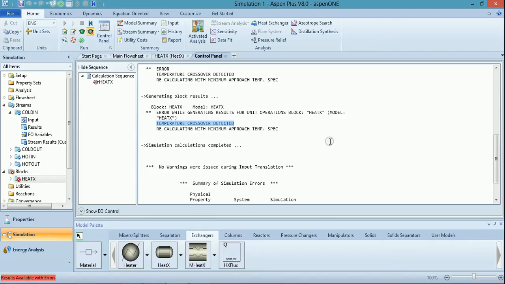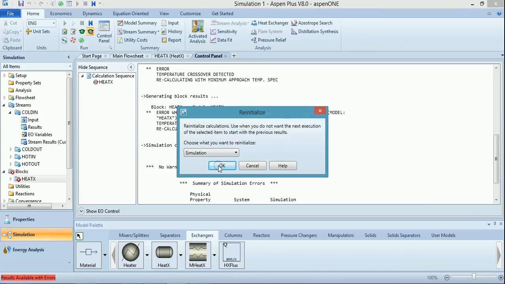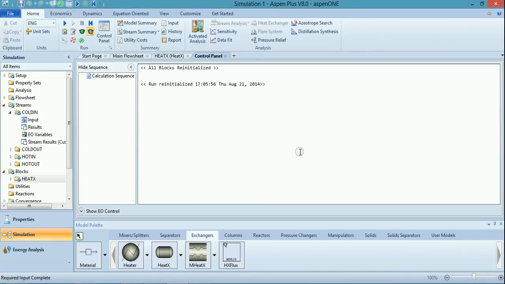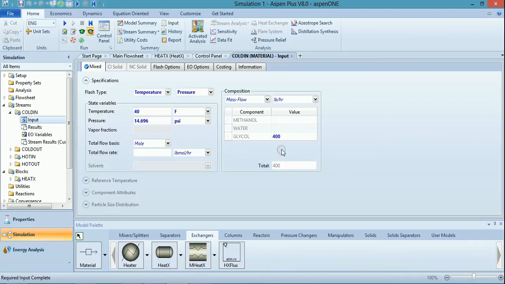All the required input is complete. I'll run the simulation now. Now we see errors have crept up. Two errors have crept up, and the error is temperature crossover has been detected. This means that the inlet temperature of the cold stream is higher than the outlet temperature of the hot stream. So that should not happen ideally. So we will reinitialize the simulation first and proceed to correct it by trial and error method.